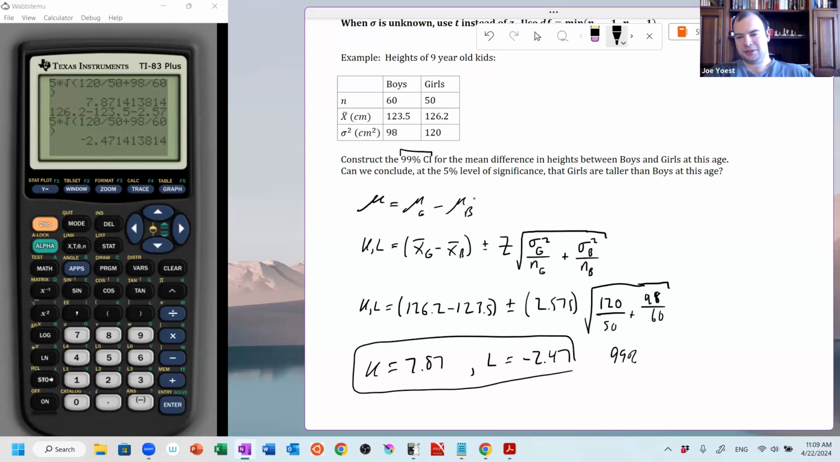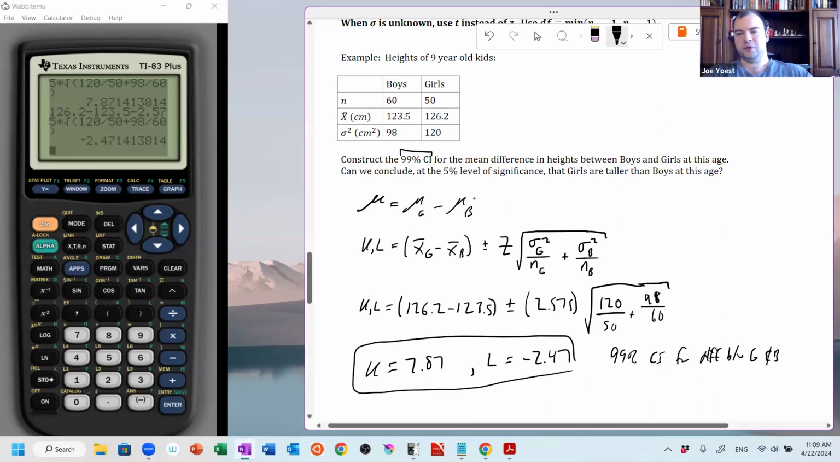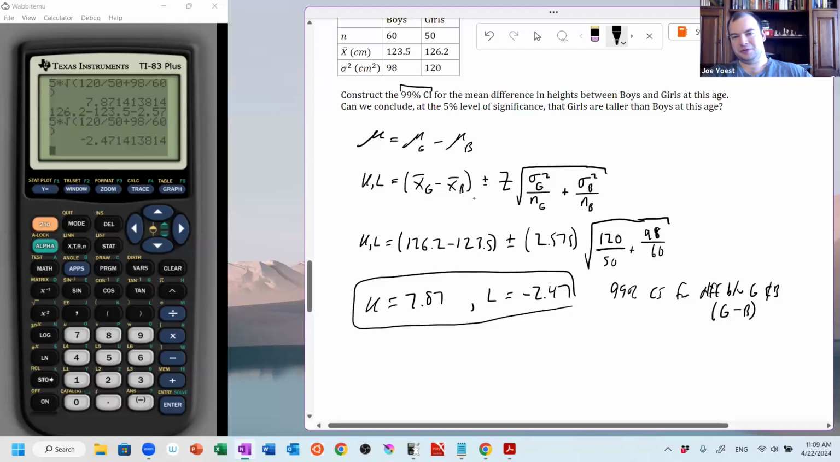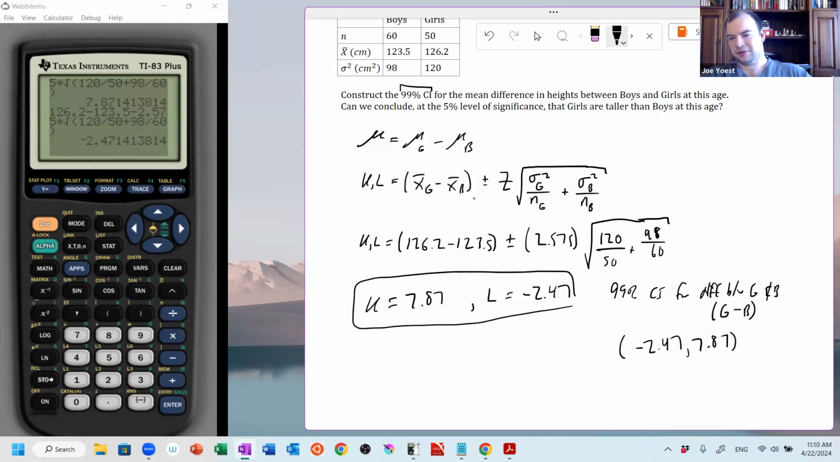So my 99% confidence interval for the difference between girl and boy heights, and this is in the direction of girls minus boys, that is important for the confidence interval, is going to be negative 2.47 up to 7.87.